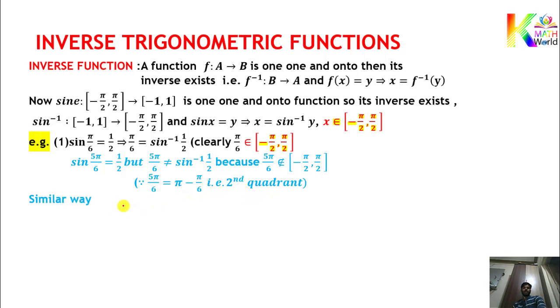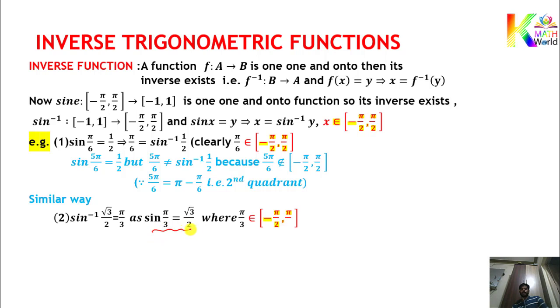Similarly, see the next illustration, sine 60 degrees. Sine 60 is root 3 by 2. So in the same way we can write pi by 3 equals sine inverse root 3 by 2, like f(x) equals y, then x equals f inverse y. We only need to check the condition: is it true? It is true when this value lies in the closed interval minus pi by 2 to pi by 2.